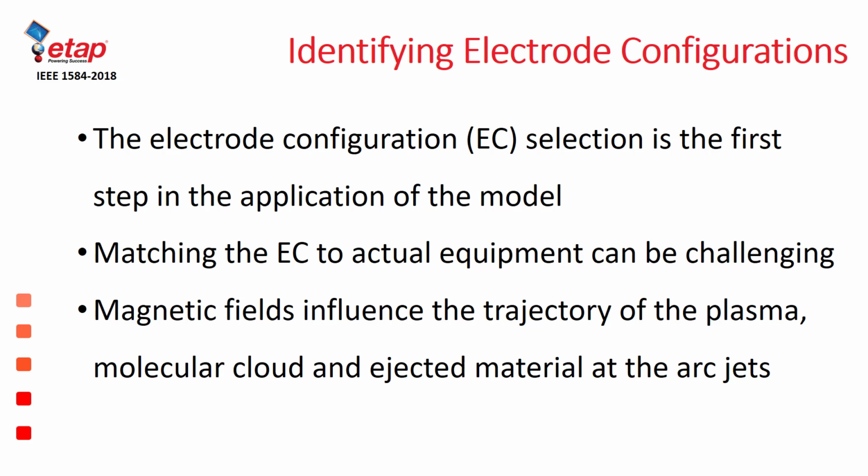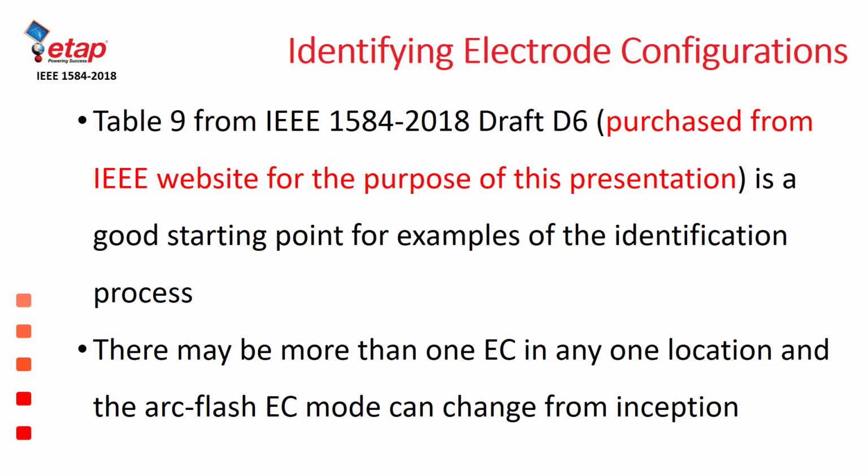However, based on best practice and on the opinion of the IEEE 1584 working group, there is some equipment which can be classified, with examples available in the new IEEE 1584 standard, draft D6, which was obtained from IEEE for the purpose of this presentation. And there's a table in this new guideline, Table 9, which presents a good starting point for engineers to start this identification process of electrode configurations in actual equipment.